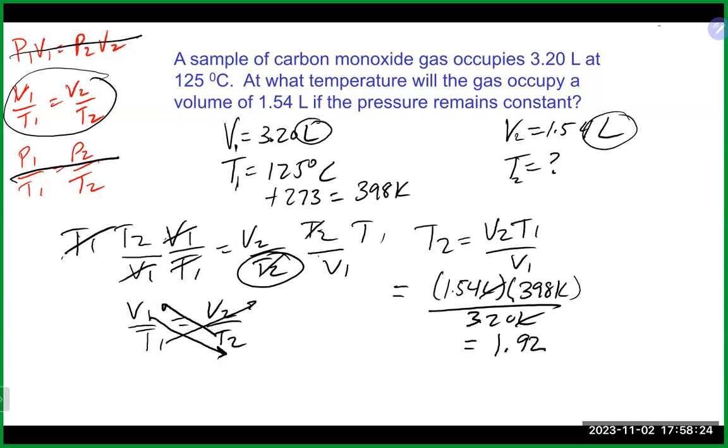1.92. Oh, that doesn't seem right. Try that again. 1.54 times 398 divided by 320. It's 3.2. There it is. I'll try that again. 398 divided by 3.2 instead of 320 looks much better. 191.5 Kelvin in this case.